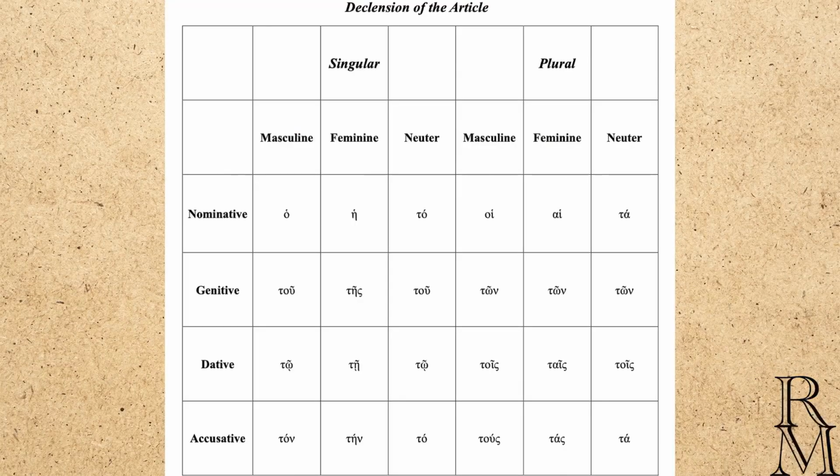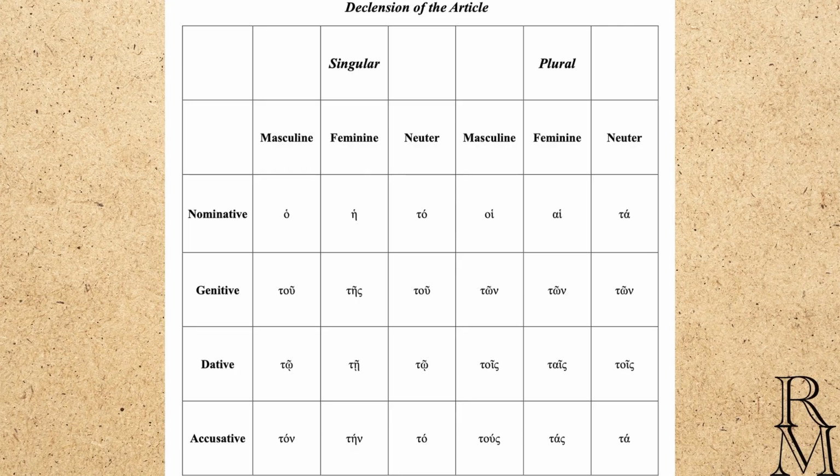So your definite article, which roughly corresponds to "the" in English, would be ho. And if you'll notice, these have the rough breathing mark. Ho, he, to, hoi, hai, ta. Genitive, across, singular, then plural, would be tou, tes, tou, ton, ton, ton.